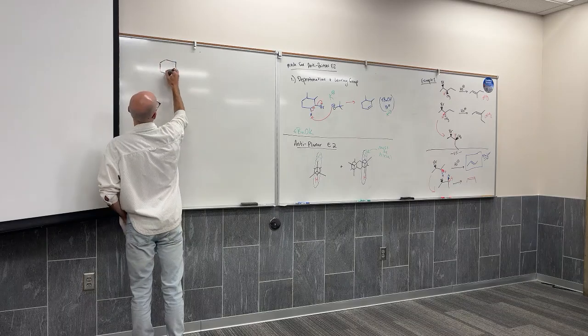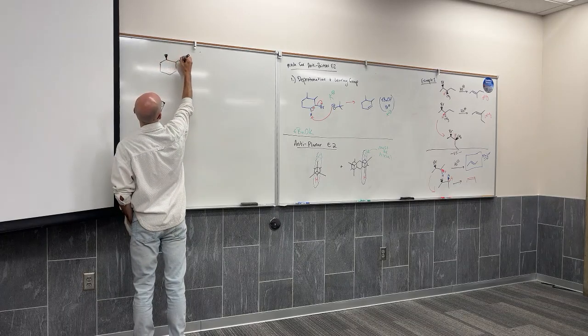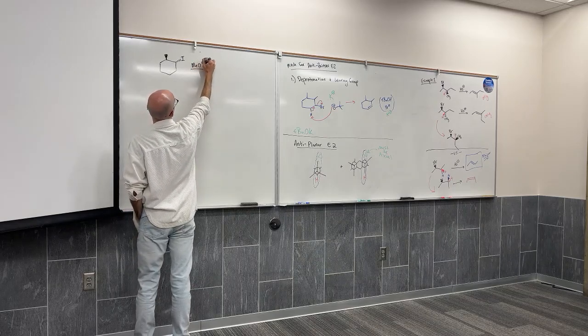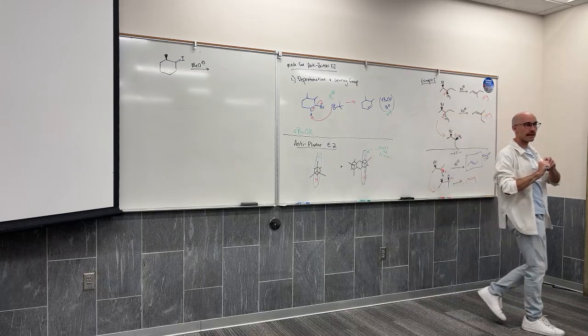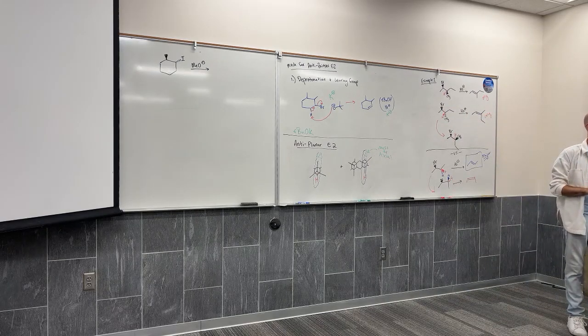Earlier I told you guys that small bases are Zaitsev if possible. This is methoxide, the conjugate base of methanol. Methoxide is a small base. That means it prefers the Zaitsev elimination.